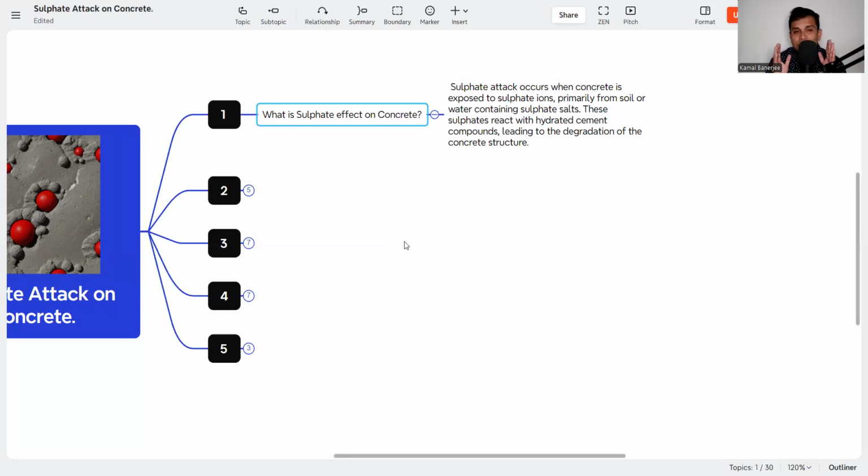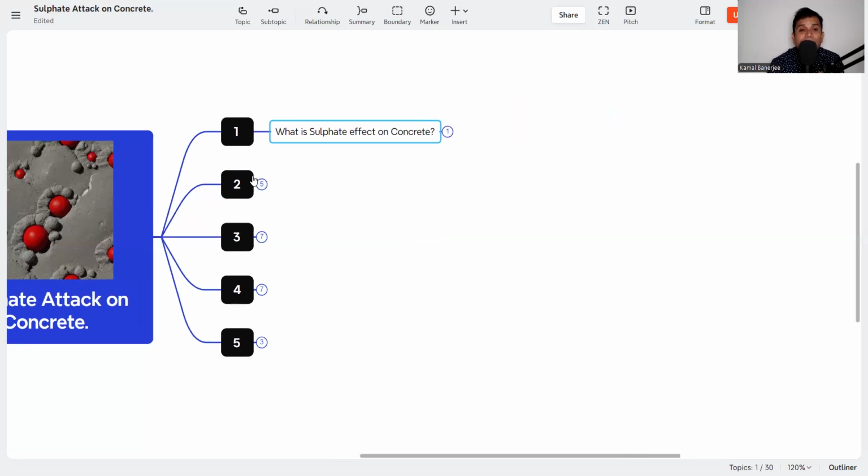So in the environment, in the soil, in the water, there are sulfate ions. Now, if these sulfate ions come in contact with the hydrated compounds of cement, that is concrete, they start reacting, and if they react, there is a detrimental effect. This is called the sulfate attack on the concrete. Now, I understand what is sulfate attack on the concrete.